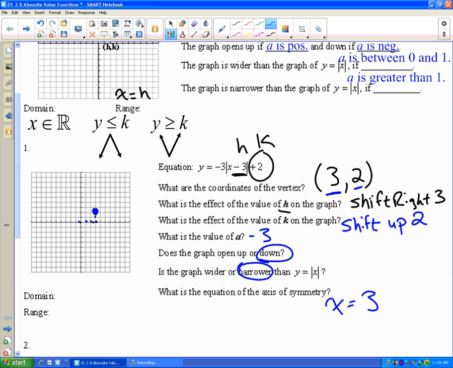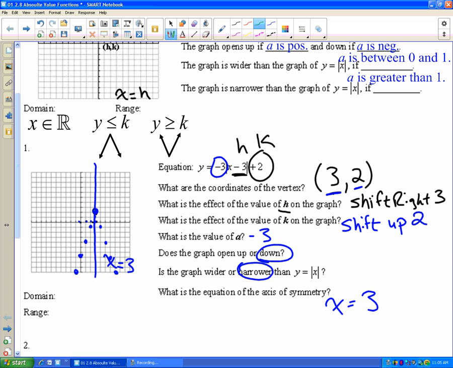So I have my vertex, I have my axis of symmetry, x is equal to 3. I know I'm going to have a downward facing V. At this point, I can use the fact that a is sort of like a slope. Rise over 1 says I can go down 1, 2, 3, and right 1, and down 1, 2, 3, and left 1, and repeat that again.